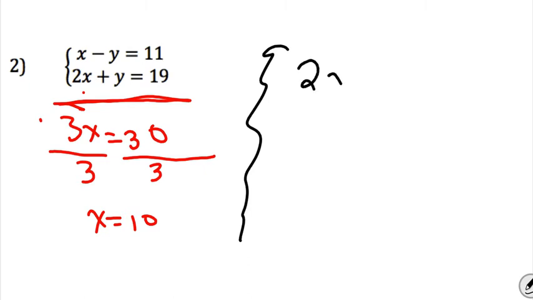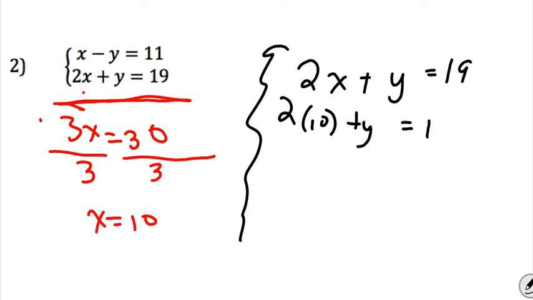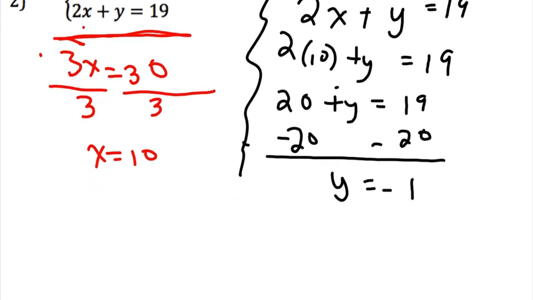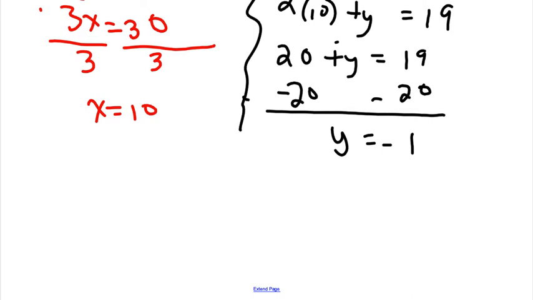Let's see what we get here. So 2x plus y equals 19. This is what I'm going to use. I know that x is 10, so I'm going to say 2 times 10 plus y equals 19, okay? I plug that in for x. So 2 times 10 is 20, plus y equals 19. Subtract 20 from both sides, and I get that y is equal to -1.